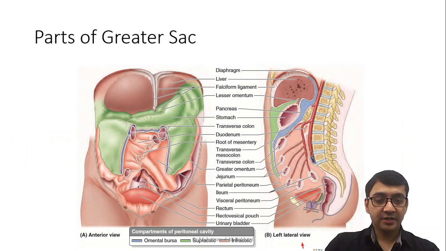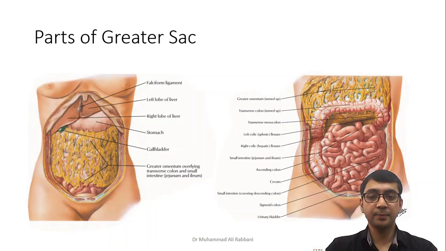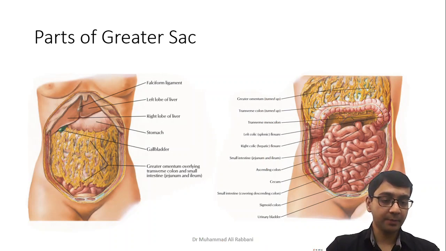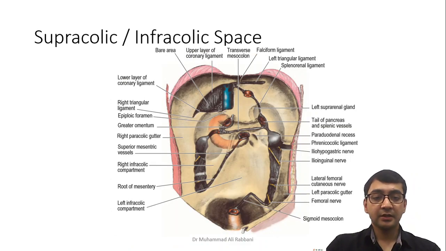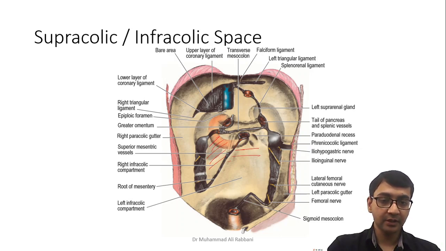Spaces, just a revision of the names: lesser sac, greater sac. The greater sac has the supracolic compartment shown in green and the infracolic compartment shown in pink. The supracolic compartment is anterior, and the infracolic compartment is behind. The infracolic compartment could further be divided depending upon the attachment of the mesentery of the small intestine, into the left infracolic compartment and the right infracolic compartment.